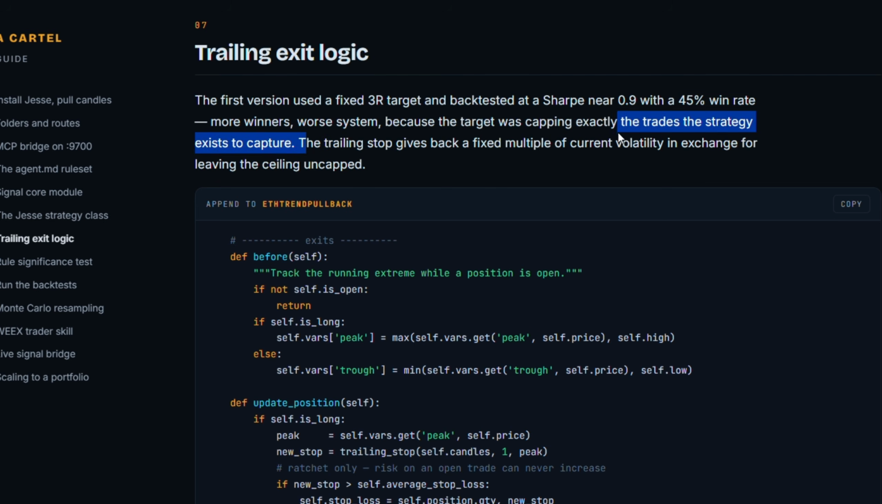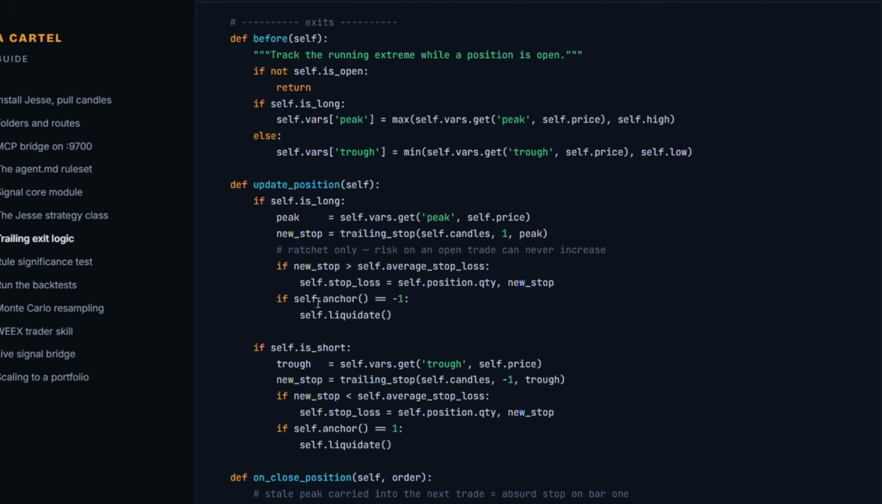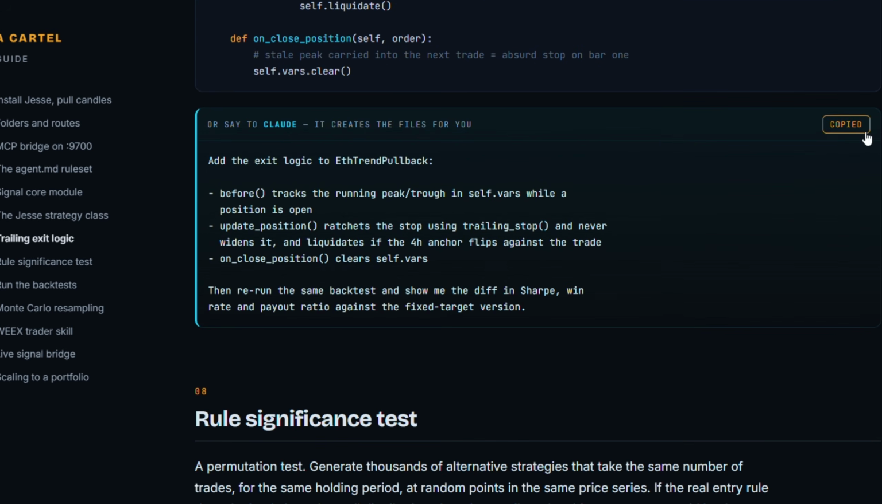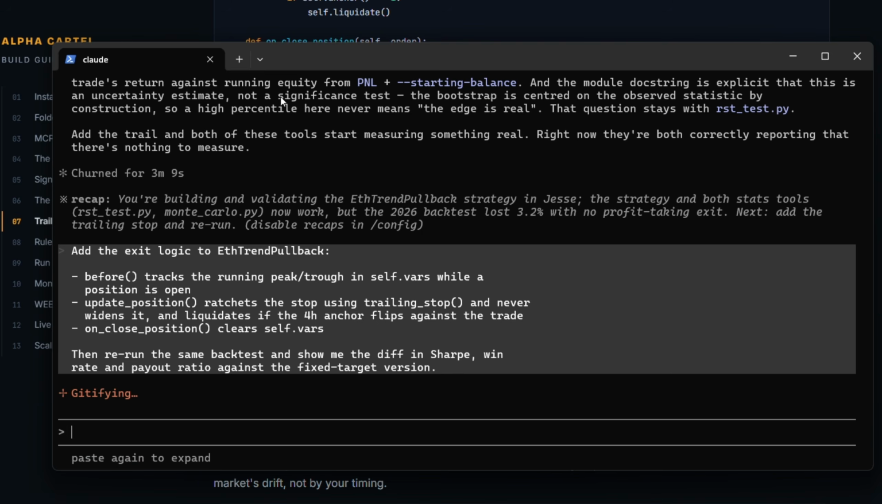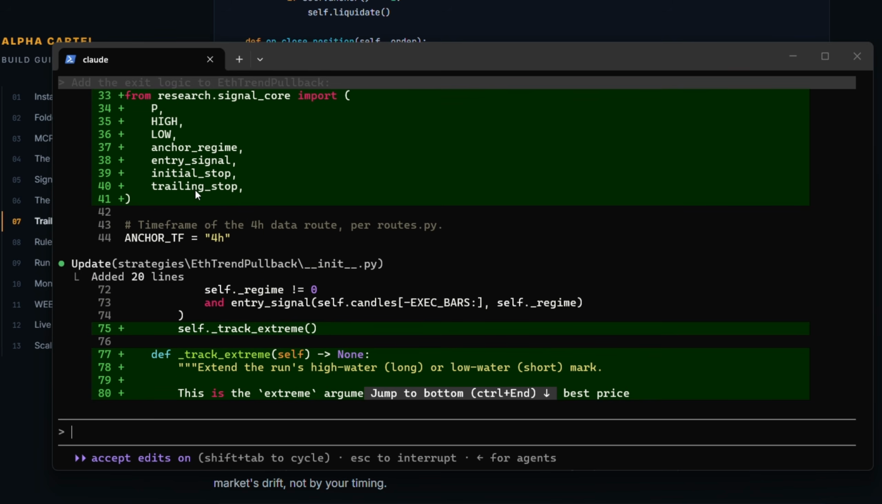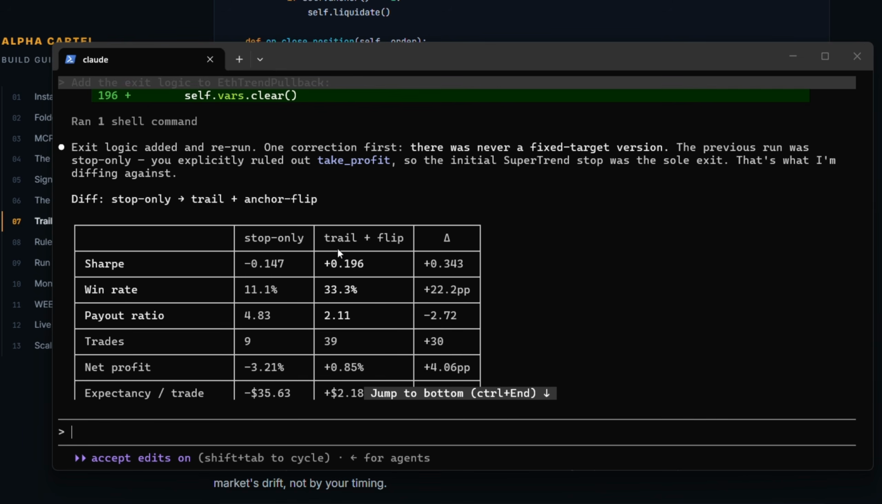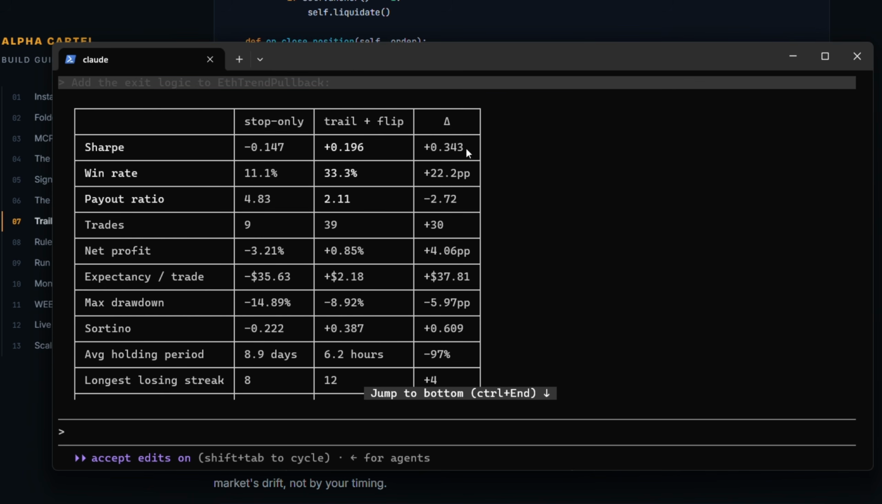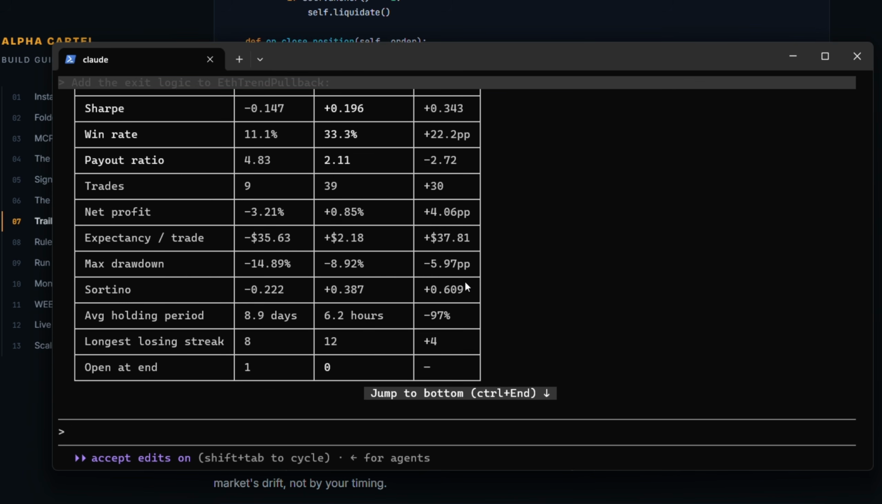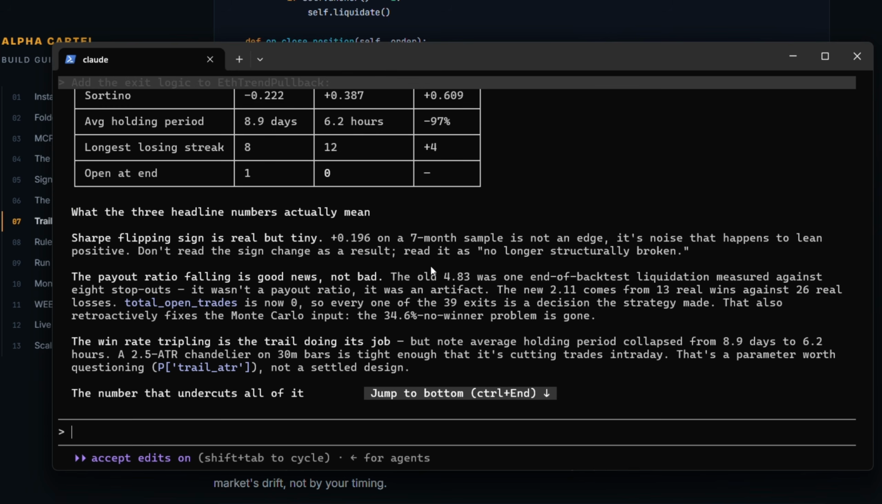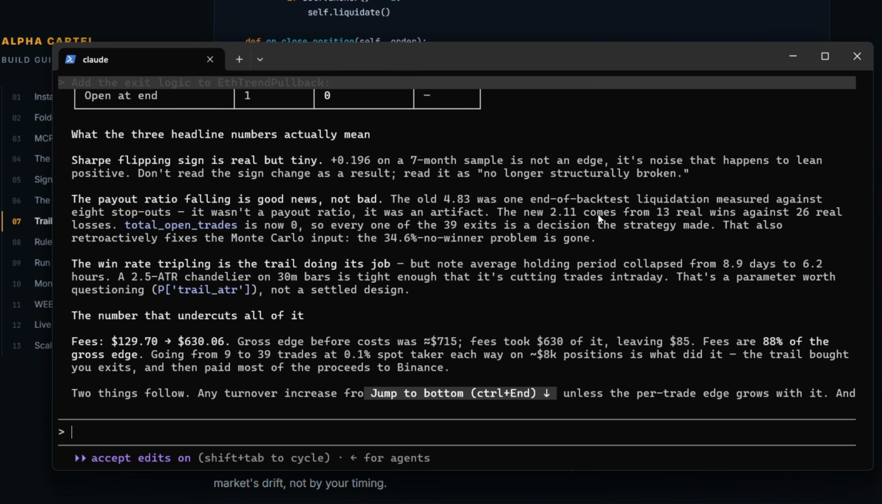The replacement is an ATR trailing stop that only moves one direction. Track the extreme reached since entry, subtract 3 times ATR, raise the stop whenever it improves, never lower it. In a strong trend, it follows price up for days. In a stalling trend, it catches up and the trade closes with whatever it made. That's where the payout ratio comes from. It gives back a fixed multiple of volatility in exchange for leaving the ceiling uncapped.